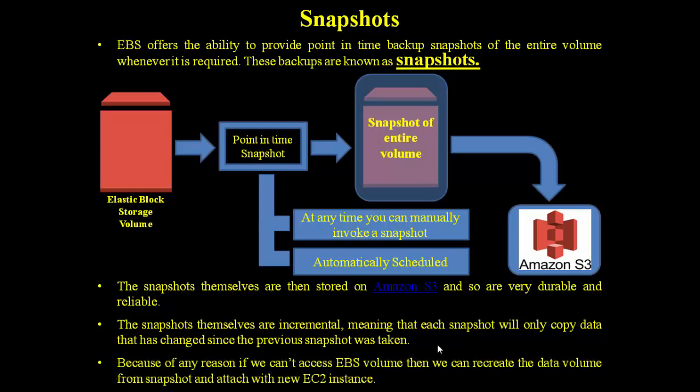Because if for any reason, like a disaster, we cannot access our EBS volume, then we can recreate the data volume from the snapshot and attach it to a new EC2 instance. So our data will be safe if we store our data inside the Elastic Block Storage.